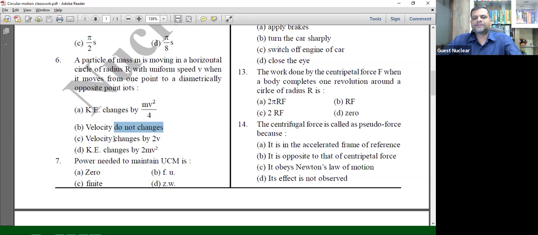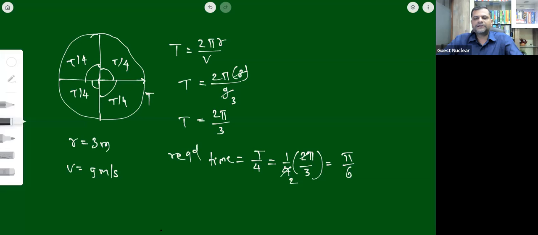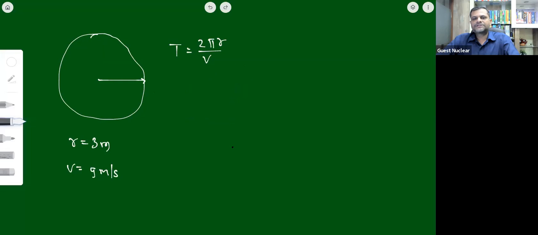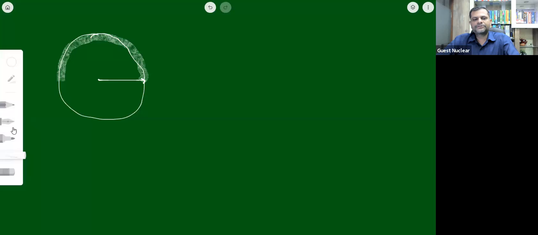So which option is left? Then option C is the only one left, which should be right. The velocity changes by 2v, and the reason behind it is that, see, when we consider the circle and the diametrically opposite point, suppose the particle starts from this point and moves to the diametrically opposite point here, then at this point A, the velocity of the particle will be directed upwards, and we can call it v1 bar, okay? And here, when the particle moves to the diametrically opposite point B, the velocity of the particle will be directed downwards. We can call it v2 bar, okay?